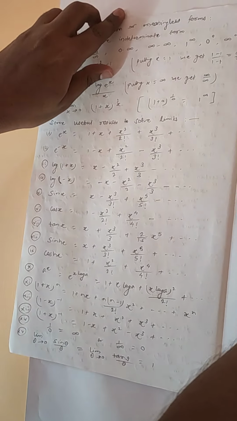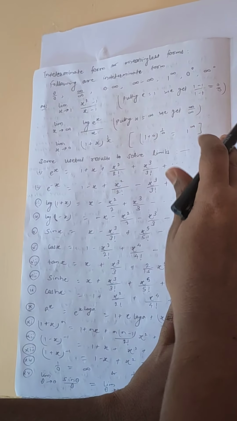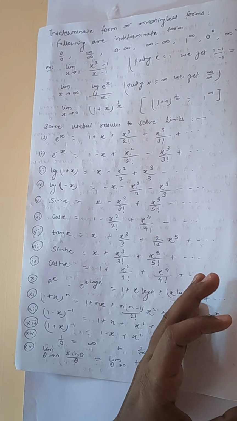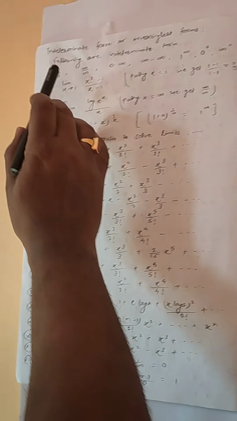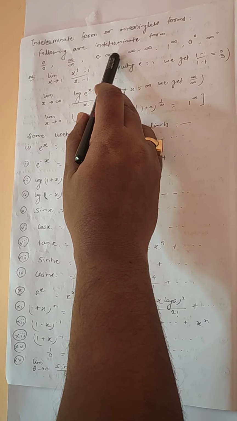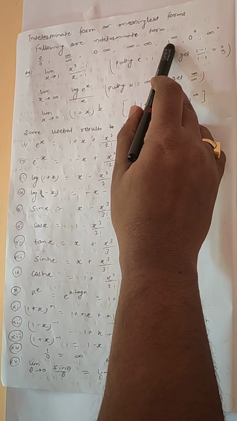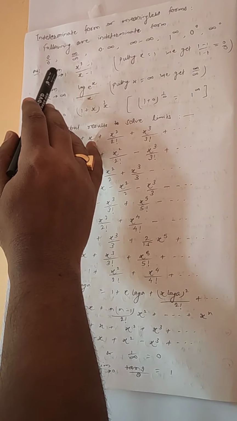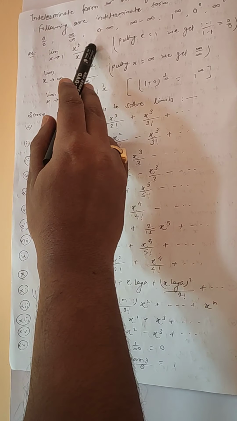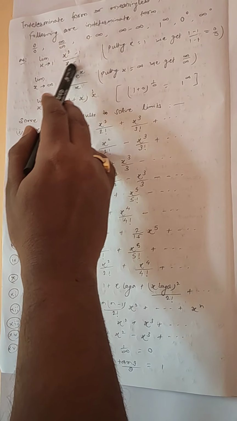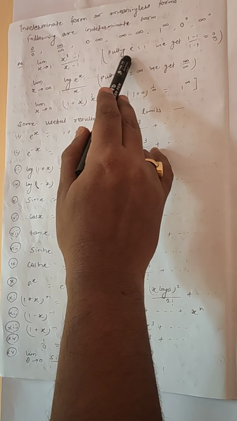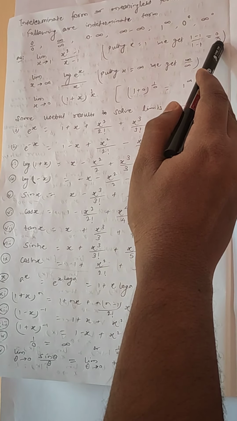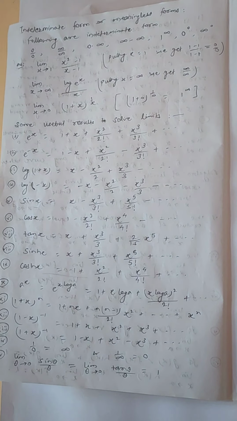Now next is indeterminate form, that means the meaningless form: 0 by 0, infinity by infinity, 0 into infinity, infinity minus infinity, 1 raised to infinity, 0 raised to 0, and infinity raised to 0. If we are given limit x tends to a of x square minus 1 by x minus 1, we substitute here x equal to 1, then it gives us 1 minus 1 by 1 minus 1, that is 0 by 0, and this is an indeterminate form.